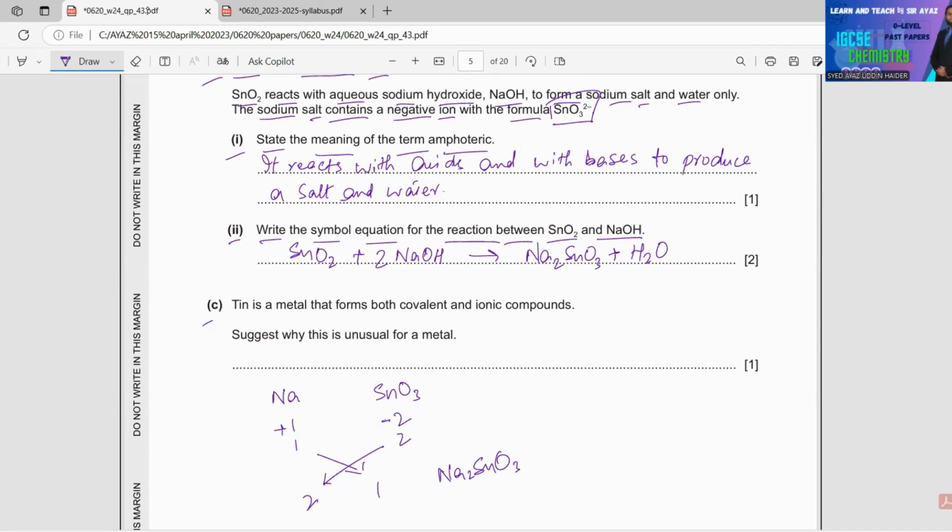Moving to next part, which is part C. Tin is a metal that forms both covalent and ionic compounds. Explain why this is unusual for a metal. Because metals form ionic bonds or ionic compounds only.